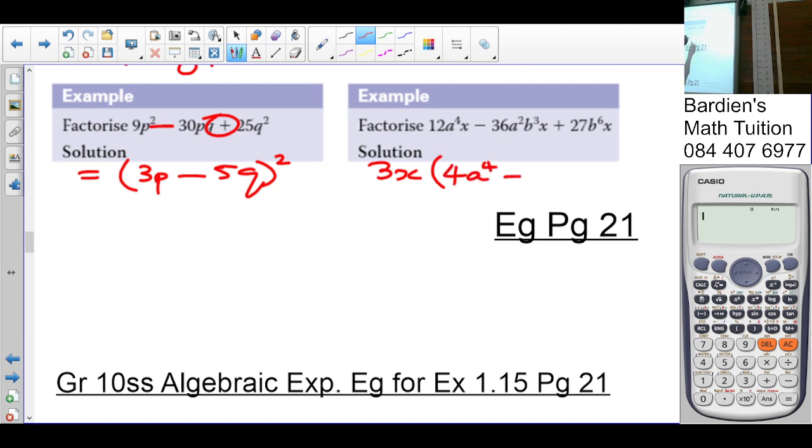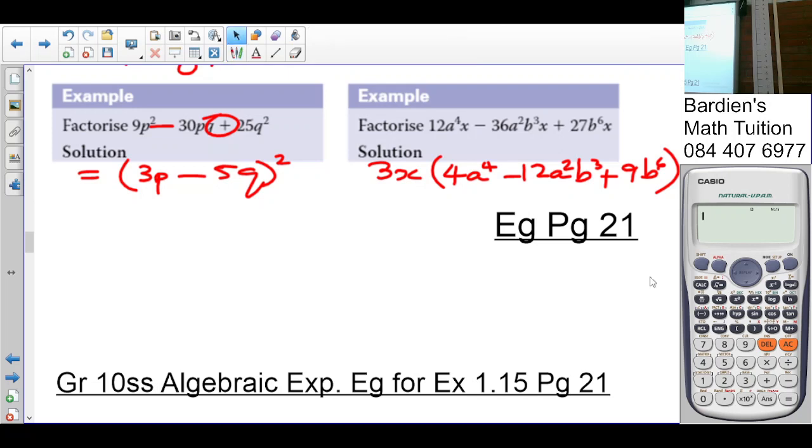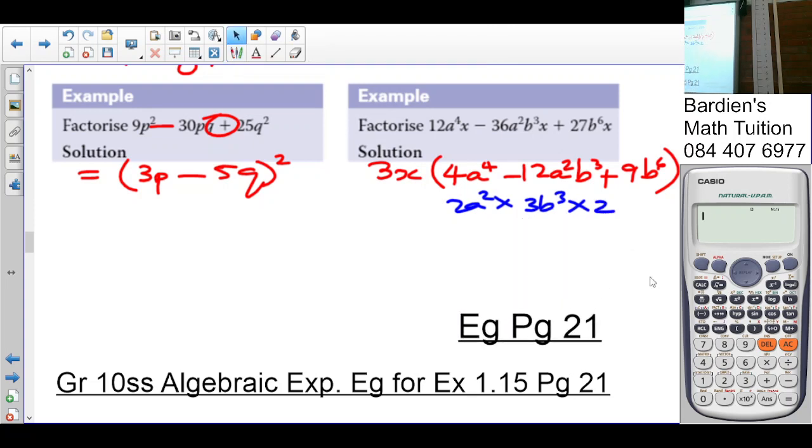What am I left with? 4a^4 minus 12a squared b cubed plus 9b^6. What's the square root of 4a^4? 2a squared. What's the square root of 9b^6? 3b cubed, times 2. We always multiply by 2, no? So what's 2a squared times 3b cubed times 2? 12a squared b cubed, which is that middle term there. Any confusion? No.